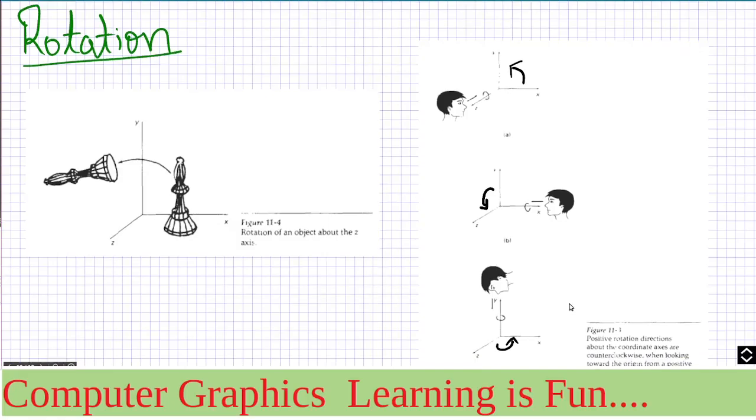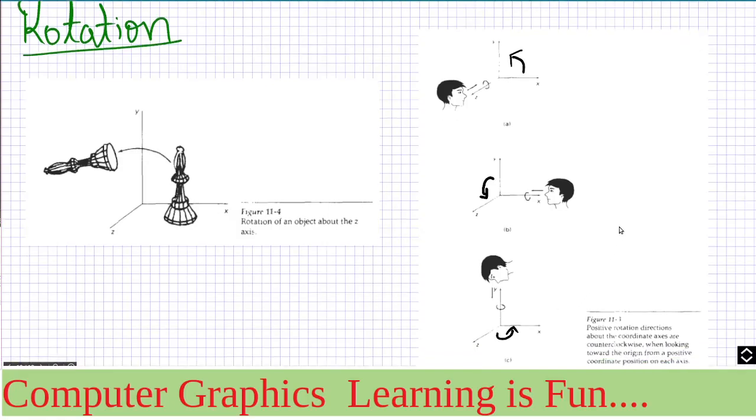Now the important thing to understand here is the positive values of the angle and the negative values of the angle. If your theta value is positive, then what will happen? In the xy plane you can easily understand, if it is positive, what is happening? It is going upwards, right? Let me say it is going counterclockwise.